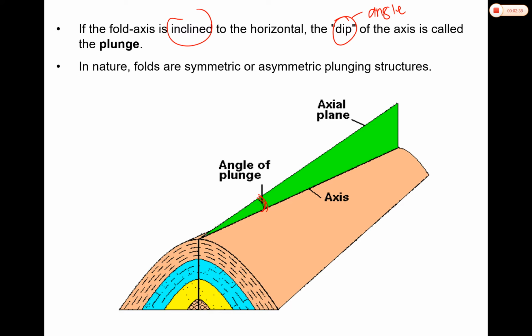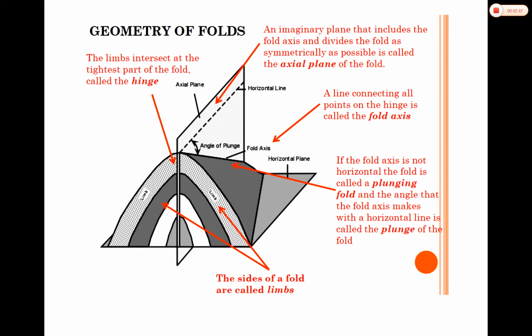Alright, in nature fold asymmetry or asymmetric. Okay, plunging structure, so sama ada dia symmetry ataupun asymmetrical. Okay, so this is the geometry of fold, the terms yang kita nak pakai. Alright, tepi ni, that the layer nampak macam layer, the side of folds, we call it as a limbs. Right, the intersections of limb at the tightest part, we call it as a hinge. Right, and then we have the axial plane.